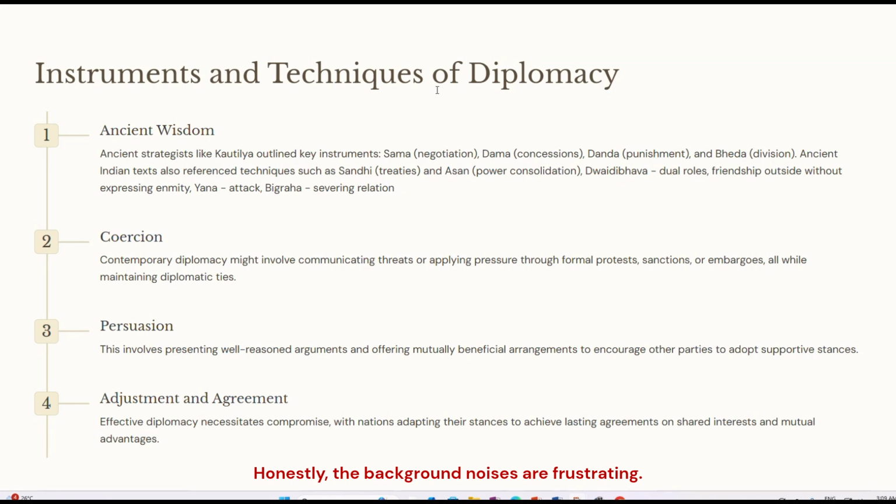So there are various strategies outlined by Kautilya in his seminal work Arthashastra. He outlines that the state can use various instruments such as Sam, Dam, Danda, Bhed while dealing with other states. By Sam he means through negotiation, by Dam means through concessions, by Danda means punishment, and Bhed means division.